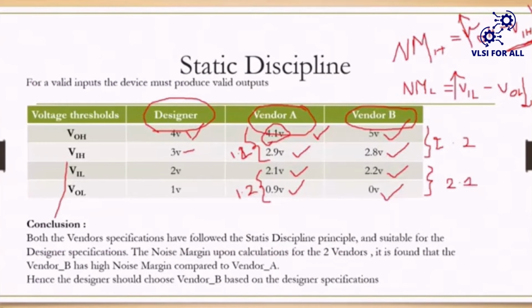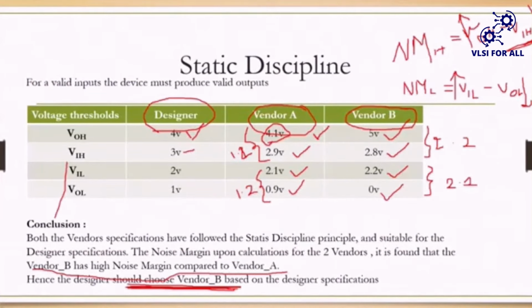Whereas here you see, it is 2.2. So guys, as vendor A and vendor B have satisfied all the requirements, but still we can choose vendor B because the vendor B noise margin is high. That's why, team, the conclusion is vendor B has high noise margin compared to vendor A. So you can choose vendor B. That's it, team. It's very simple.